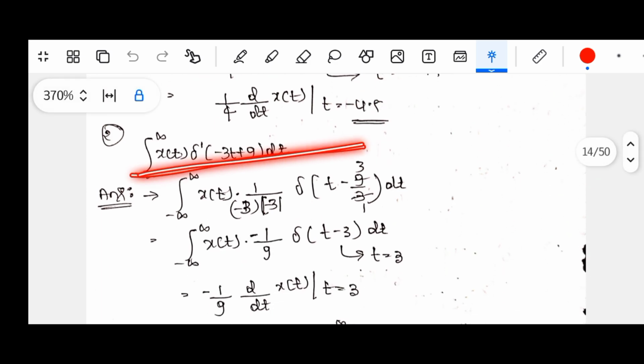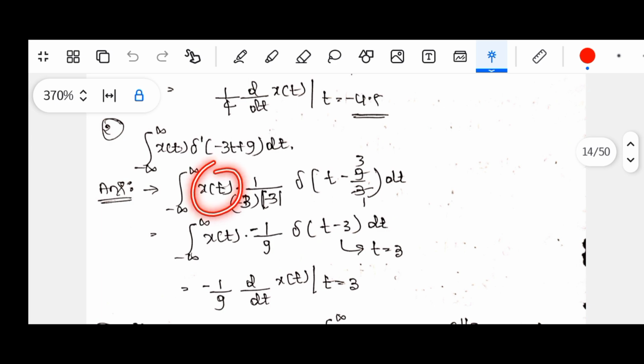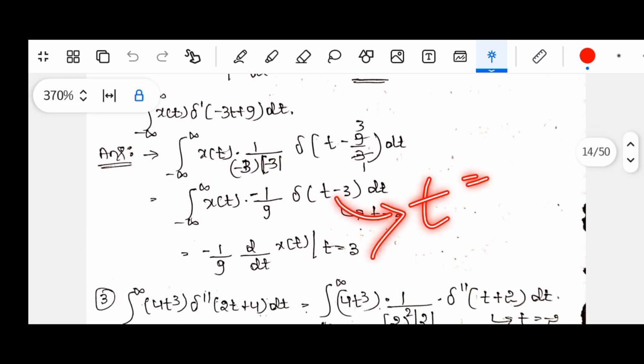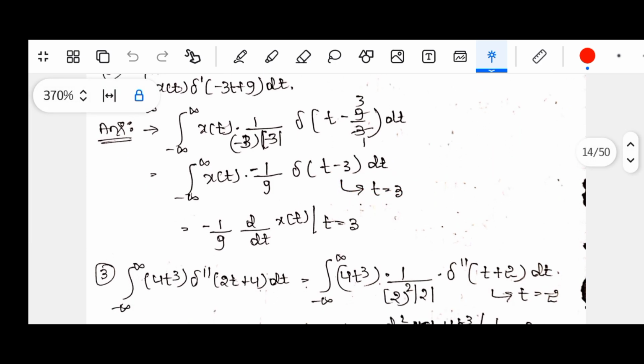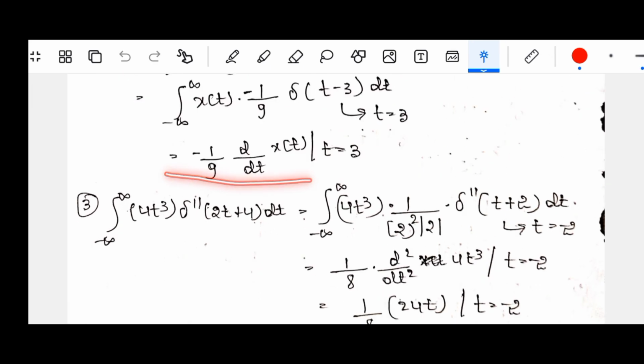Next, see the question. Integration from minus infinity to plus infinity of x(t) into δ'(minus 3t plus 9) into dt. First, x(t) will remain the same. It is for single differentiation, so 1 divided by minus 3 mod of minus 3, δ(t minus 3) into dt. Find out the location. Location will be 3. Integration from minus infinity to plus infinity of x(t) into minus 1 by 9 δ(t minus 3), where location will be 3. The answer will be minus 1 by 9 differentiation of x(t), where t is equal to 3.